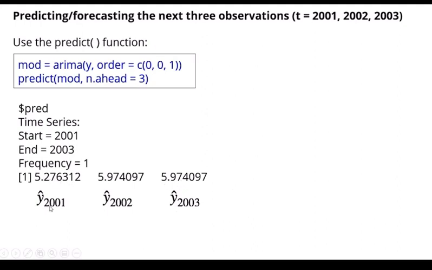5.276312 is the prediction for 2001, this is the prediction for 2002, and this is the prediction for 2003. This is how we make predictions using the MA of order one model with the R code.